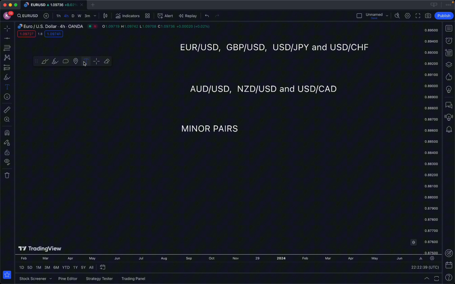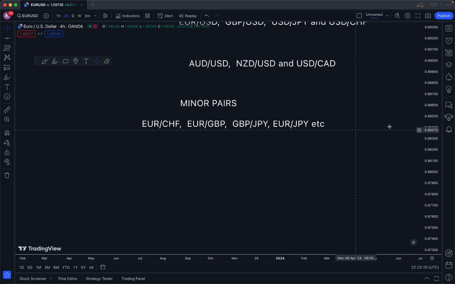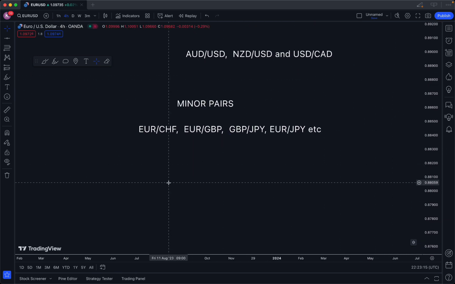So let's write some of them. We have the euro against the Swiss franc, the euro against the pound sterling, the pound sterling against the Japanese yen, the euro against the Japanese yen, and many more. So it's just about pairing the major currencies aside from the USD, and you get the minor pairs.